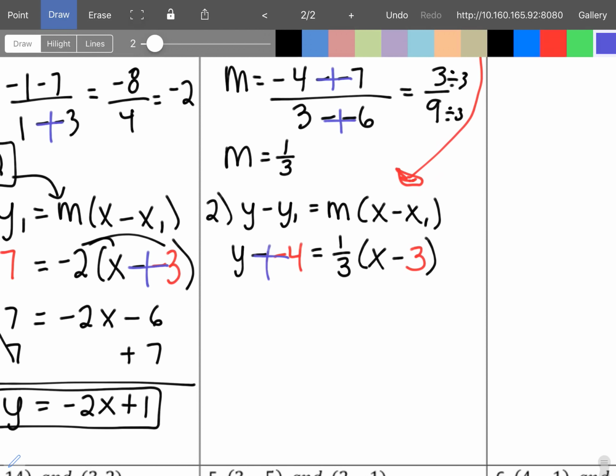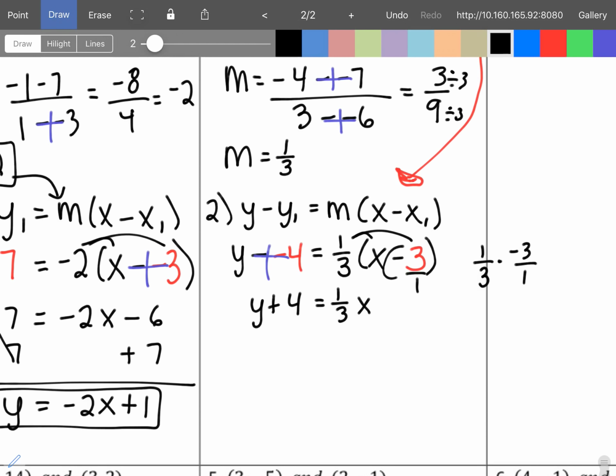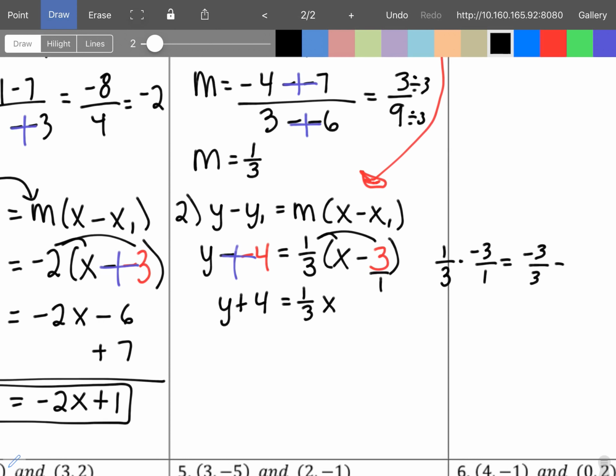We're used to this. We make this a big plus sign. We're going to say y plus 4 equals, now I'm going to distribute 1/3 x. Okay, I'm going to put this over 1. 1/3 times negative, don't forget the negative in front right here. That negative is part of that 3. So -3 over 1. When I multiply across, I get -3 over 3, and -3 divided by 3 is -1. So I'm going to replace that here.